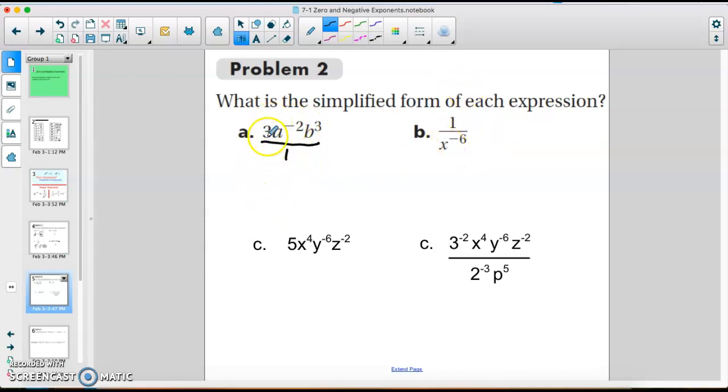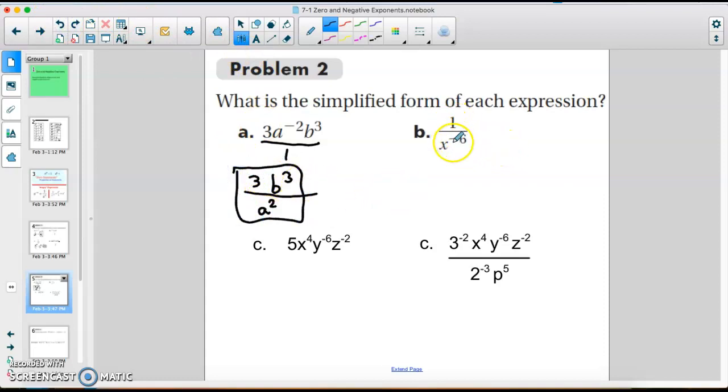All right, so the 3 stays put. And then we have a to the negative 2, so that sends it down to the bottom as a squared. And then b cubed is positive, and so we can keep that up on top. Technically, there's a 1 out in front, right? But we don't necessarily need to write that. All right, and so our final answer would look like that.